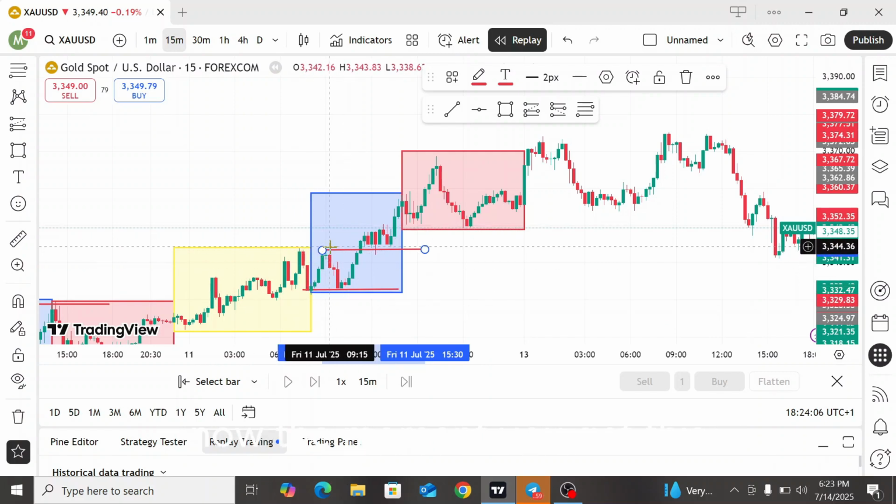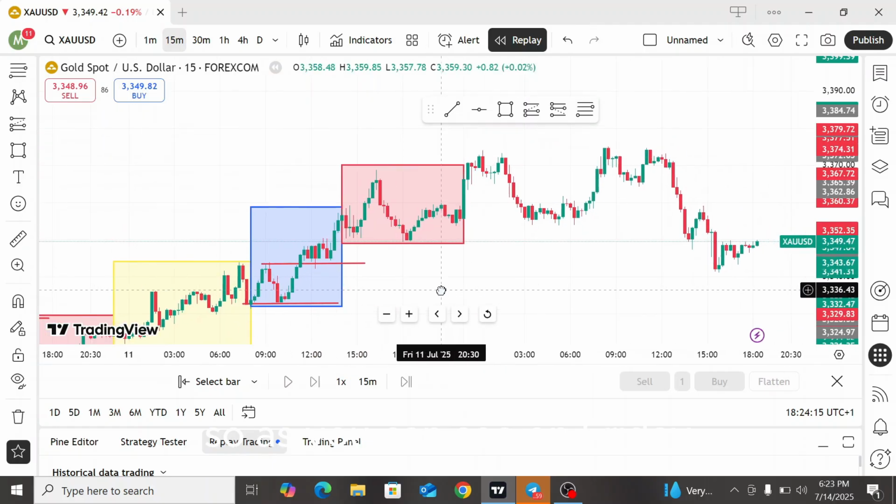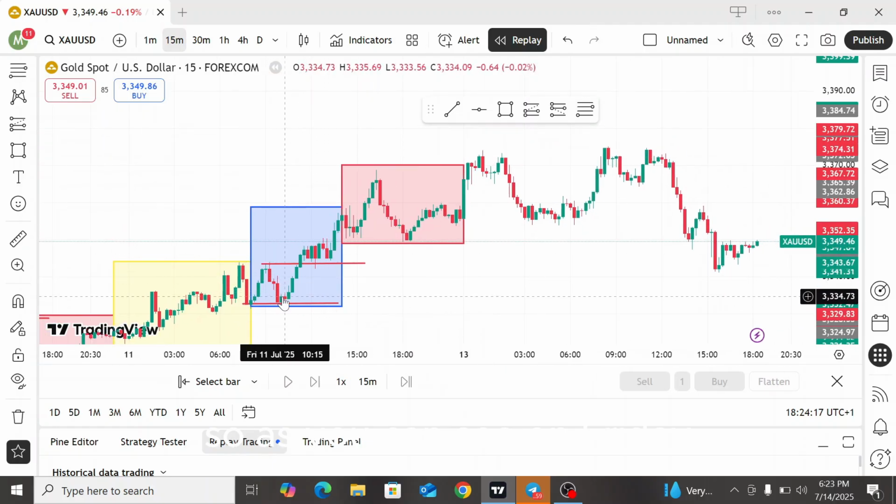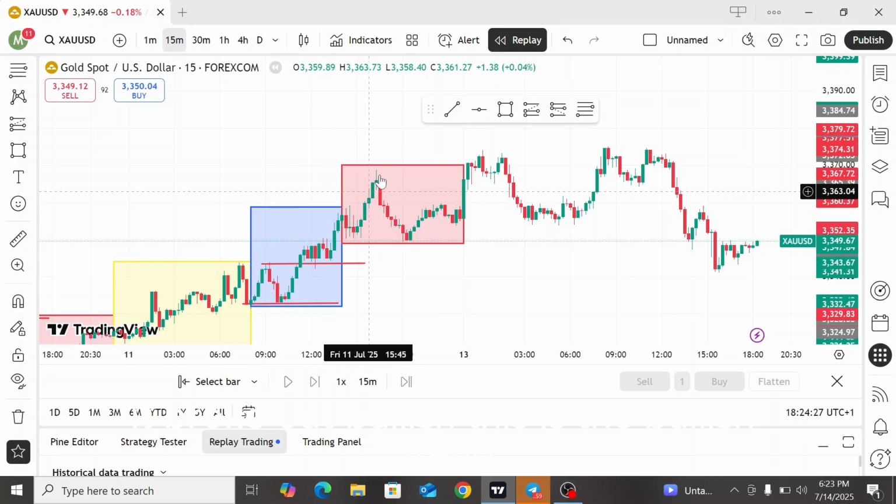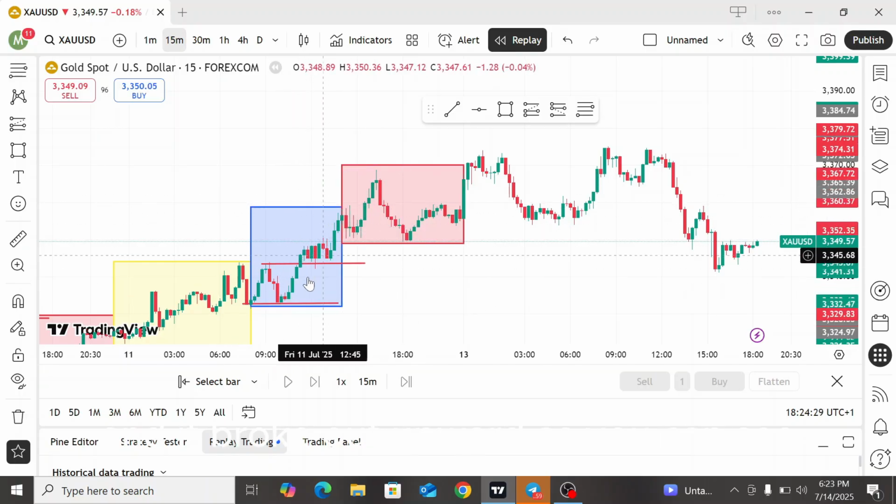Now, the moment you get this, all we are going to be waiting for is a breakout of this structure. As you can see, on Friday, the breakout happened upward. It's a bullish breakout. This is the bullish trend, and it broke the structure in the London session upward.